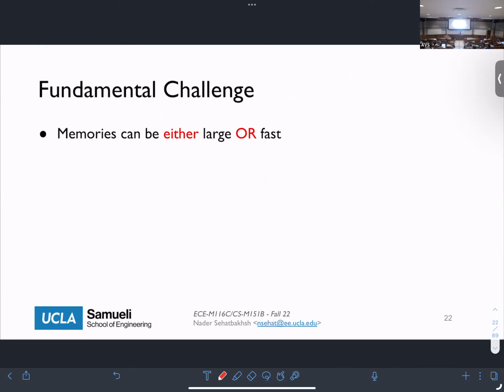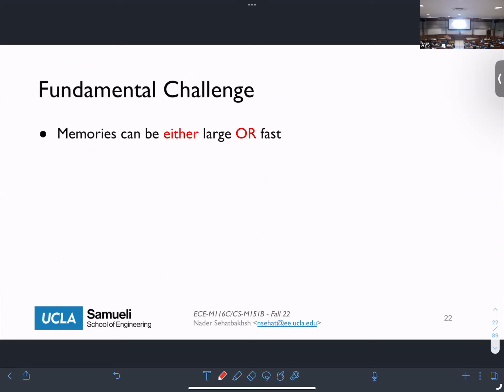So that's what we want to talk about: how to fix this memory wall problem, and what the computer architect can do to mitigate this issue. Okay.